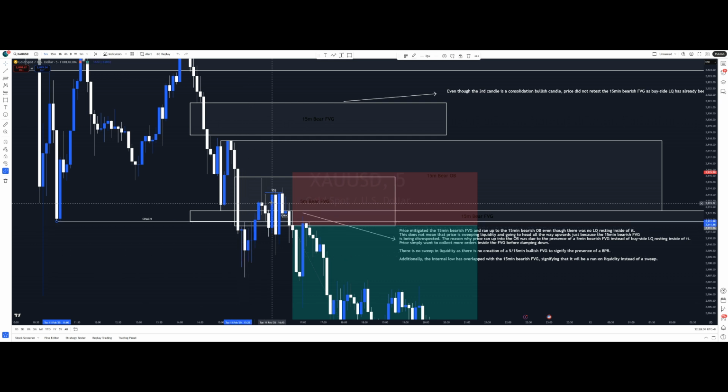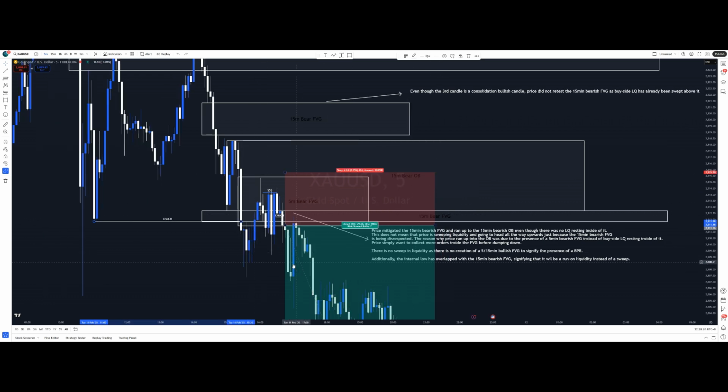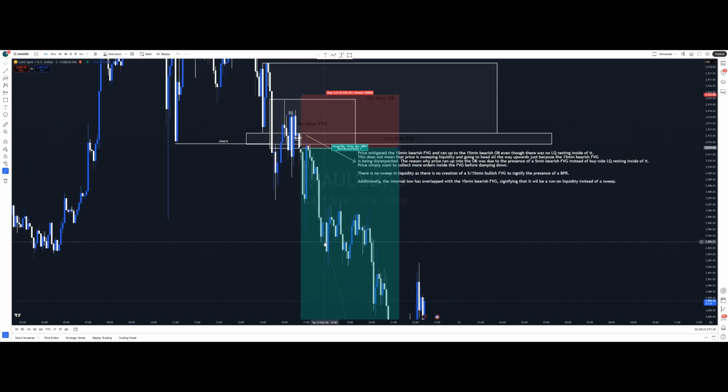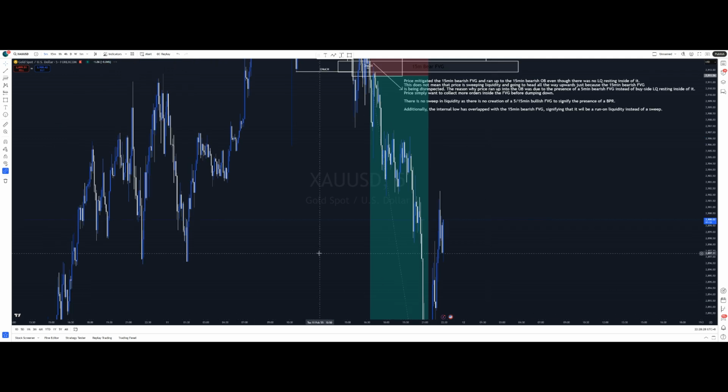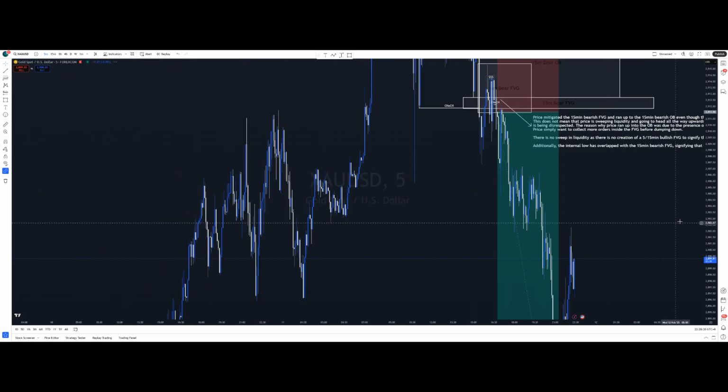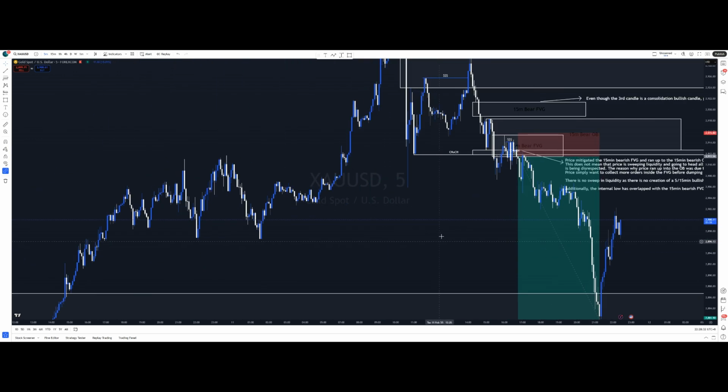So here price did run on liquidity. It came down, disrespected the 15-minute bearish fair value gap. We retraced to the intersect of the 5-minute bearish fair value gap and 15-minute bearish order block and dumped all the way down to close to 300 pips. It's crazy. So it would have been a 1-to-7.